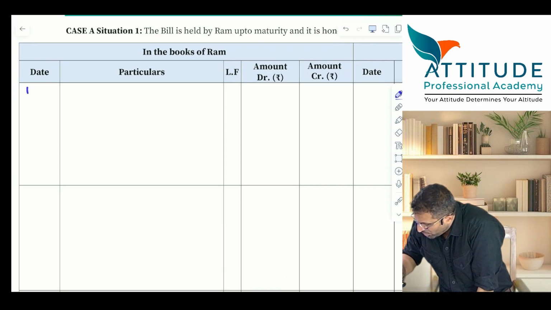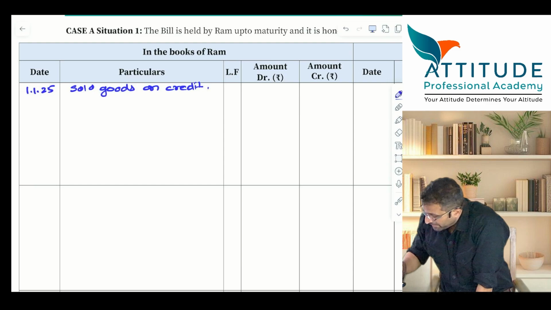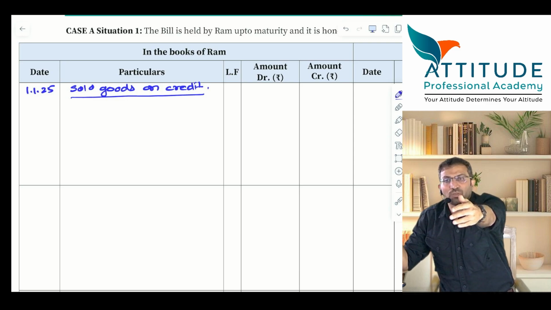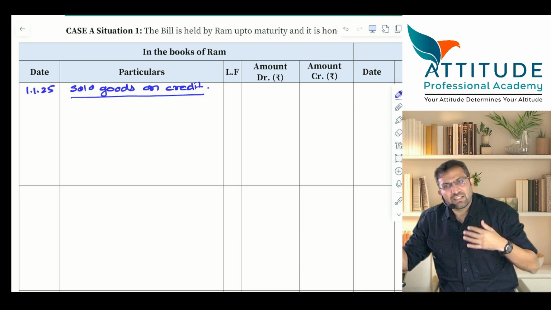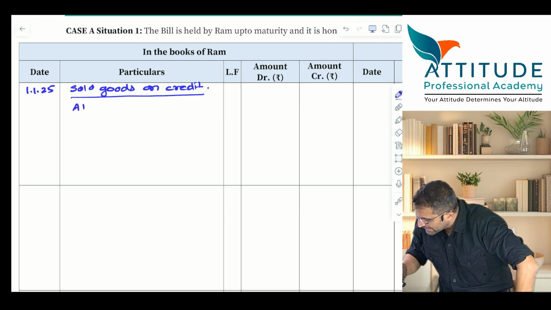Date, tell me. 1/1/2025. Sold goods on credit. Right. Tell me the entry. You are Ram, no? You have seen that diagram also. Let us say you are Ram and I am Ravan. You sell the goods to me on credit. Tell me the entry. Very good. Asset increases. Ravan account debit.